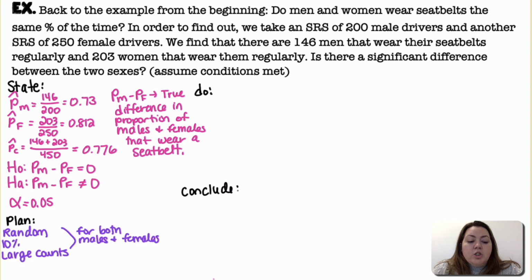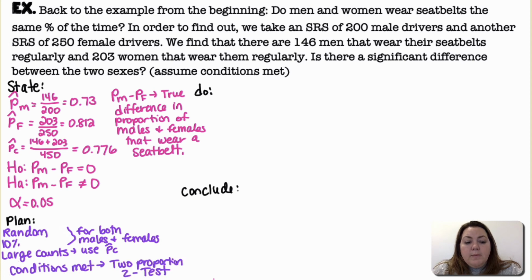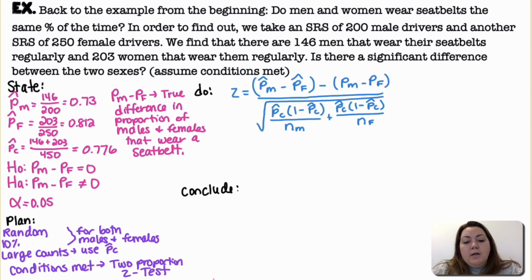Plan, I would check the random and 10% condition for both males and females. And then the large counts, I would use P hat combined. Then I would do a 2 proportion Z test. My specific formula is here. I will plug the numbers in. Remember, I'm using P hat combined for that standard error, so that's where I got that from.